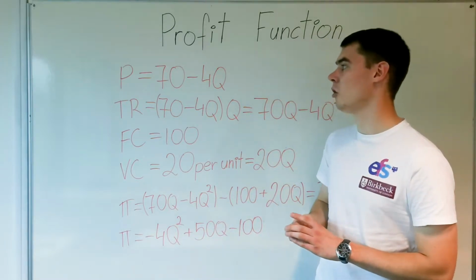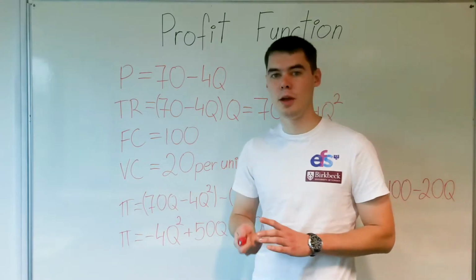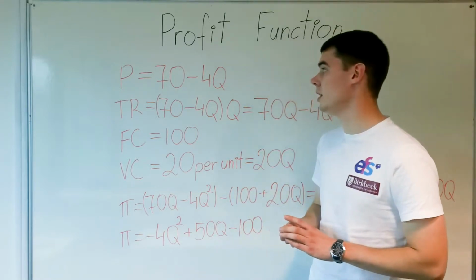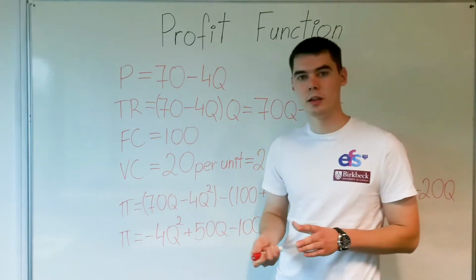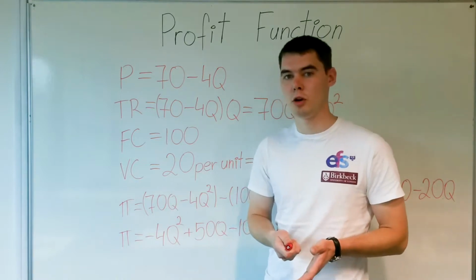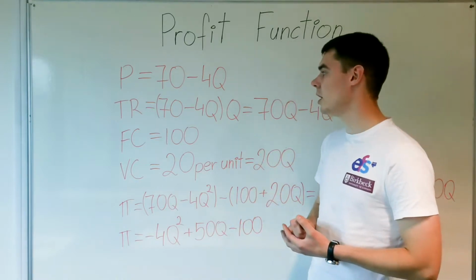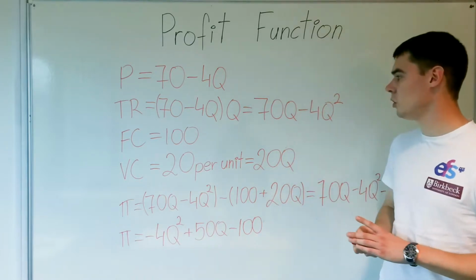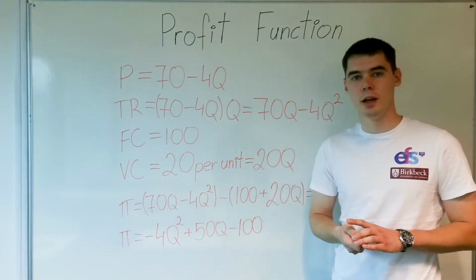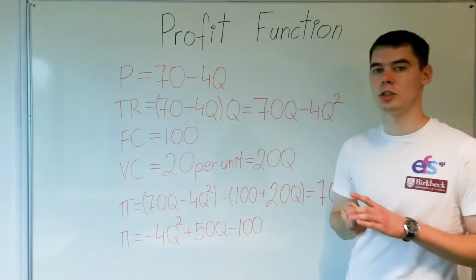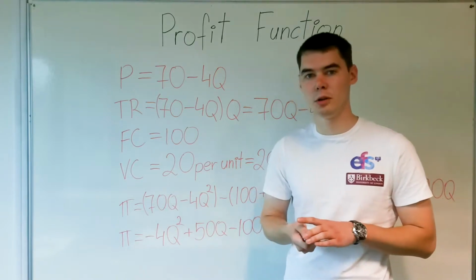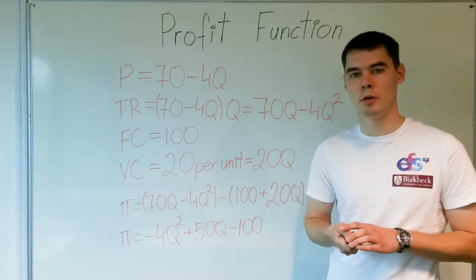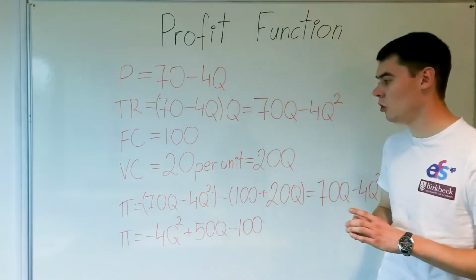Let's assume that our price, which is derived from the demand function, is equal to 70 minus 4Q. Then we can write our total revenue equation, which is (70 minus 4Q) times Q, and that is equal to 70Q minus 4Q squared. Let's assume that our fixed costs are equal to 100 and variable cost is equal to 20 per unit, which is 20Q.